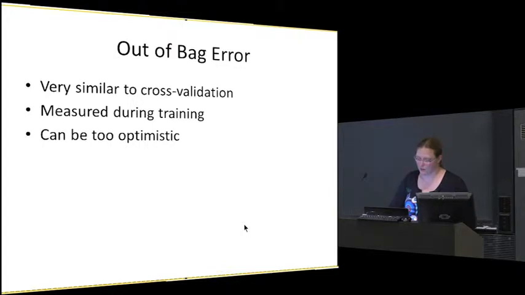So I already said it can be too optimistic. It's measured during training. That's neat because you just kind of get it for free. Prediction with the single trees is fairly fast. So normally you don't lose that much computation time if you tell it to please give you the error score.